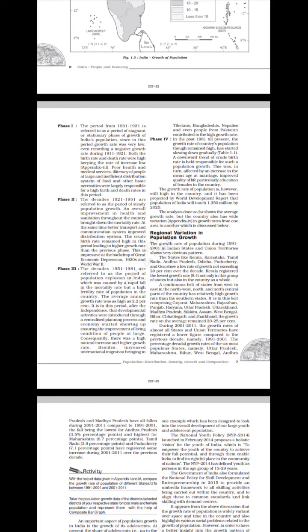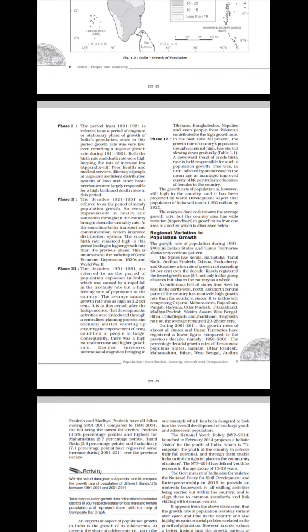The growth rate of population is, however, still high in the country, and it has been projected by the World Development Report that the population of India will touch 1,350 million by 2025. The analysis done so far shows the average growth rate, but the country also has wide variations in growth rates from one area to another, which is discussed below. Regional variation in population growth.